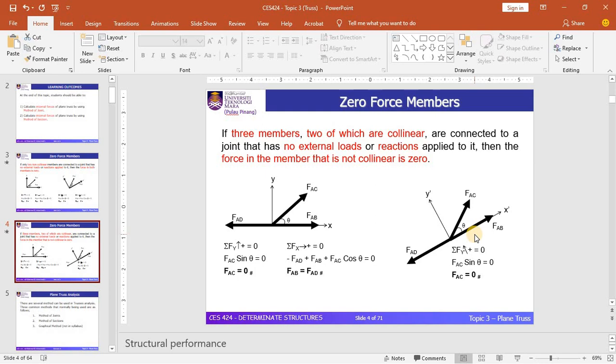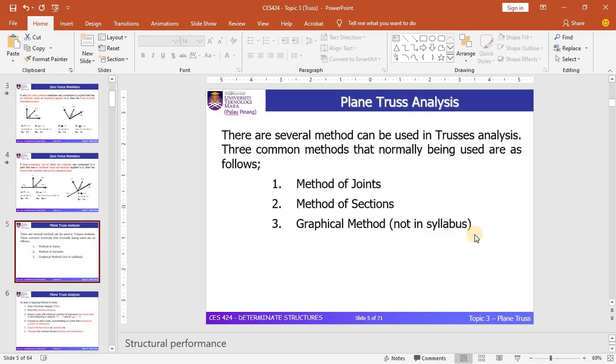Basically, there are three methods to calculate the internal forces in the truss. We can use the method of joints, the method of sections, and also the graphical method. But the graphical method is not covered in the syllabus, so we will only touch on the method of joints and the method of sections. Let's start with the method of joints.